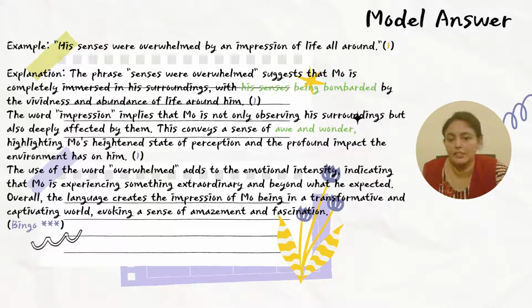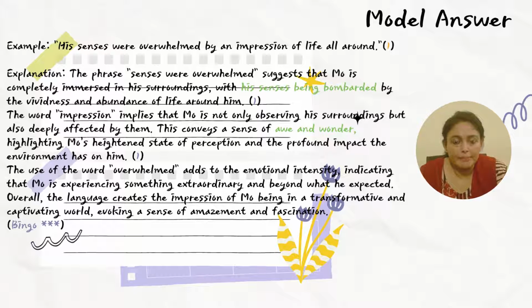You will see here in the explanation that I have written the phrase senses were overwhelmed, that Mo is completely immersed in his surroundings. By the way, the literal meaning of overwhelmed is to be overpowered, feeling completely numb, feeling completely carried away by a certain emotion. That is the literal meaning of overwhelmed. So, of course, his senses were overwhelmed by an impression of life all around. Now, impression means over here the idea, the feeling, the fascination about something. Okay, so I have used these two words over here to develop my answer.